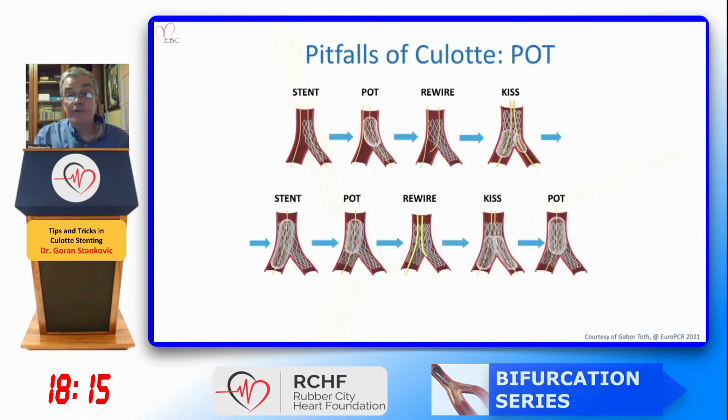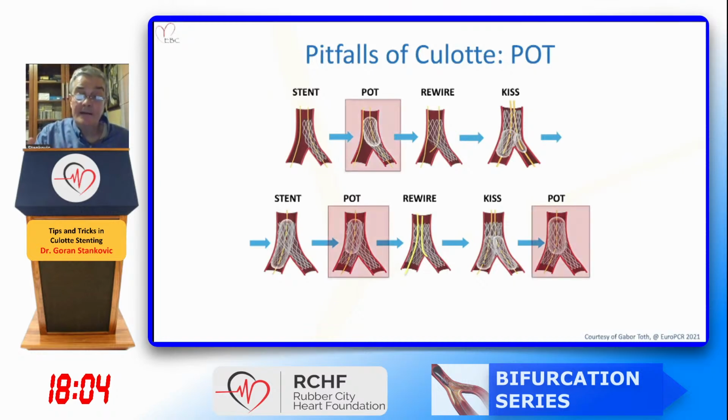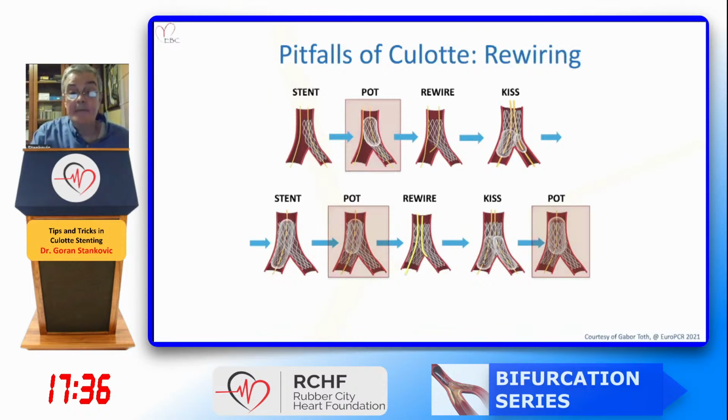What are the pitfalls of Culotte? We presented last year with Gabor Tot a session at EuroPCR, and I'm sharing his nice illustrations. So there are 3 different points during the procedure at which we can discuss potential pitfalls. First one is we do POT 3 times, and each time, of course, position of the POT balloon is crucial, because if we don't go distal enough, we don't open the cell in front of the other branch. But if we go too distal, in that case, we shift the carina.